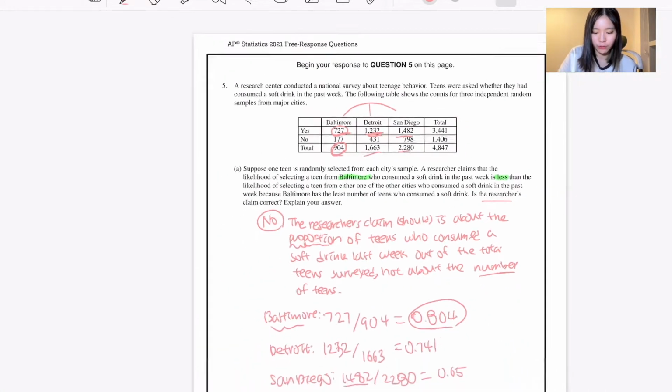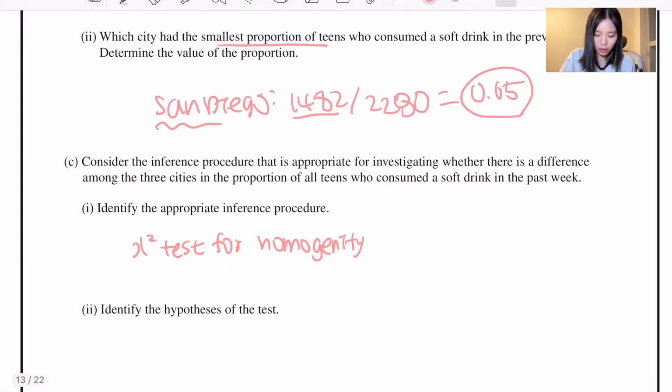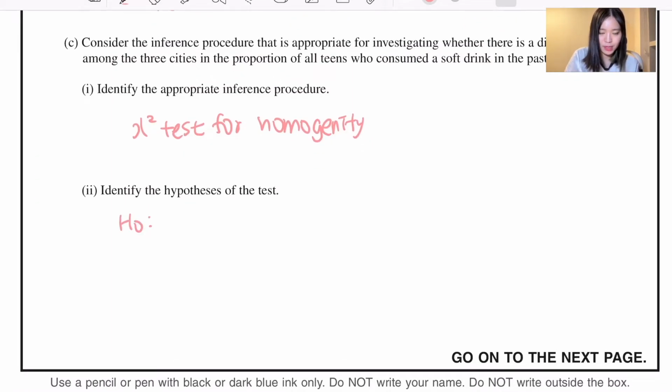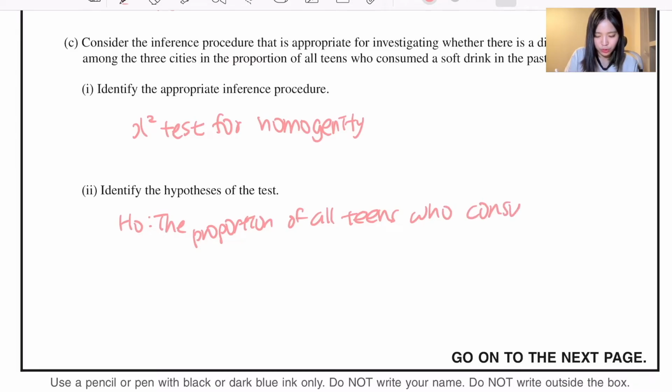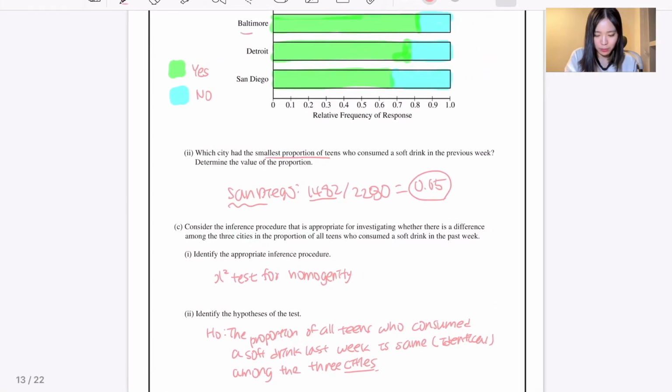So we have 3 populations over here from 3 different cities. And it is used mostly to determine whether the frequency counts are distributed identically across different populations. So the hypothesis of the test, the null hypothesis, would be that the proportion of all teens who consumed a soft drink last week is the same, or identical, among the 3 cities, which is Baltimore, Detroit, and San Diego.